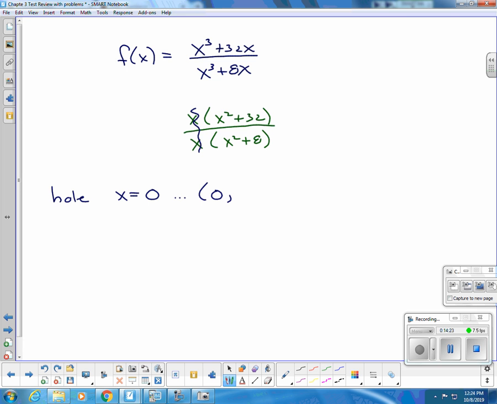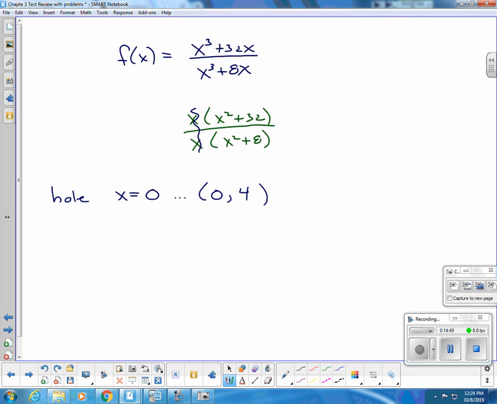So help me out here. Where would the y part of the hole be? Plug the x into what's left. 0. So up top, if this x squared was 0 and this bottom x squared was 0, what would you have left? 4, right? 32 over 8. So I have a hole in the graph at 0, 4. Great. Okay.